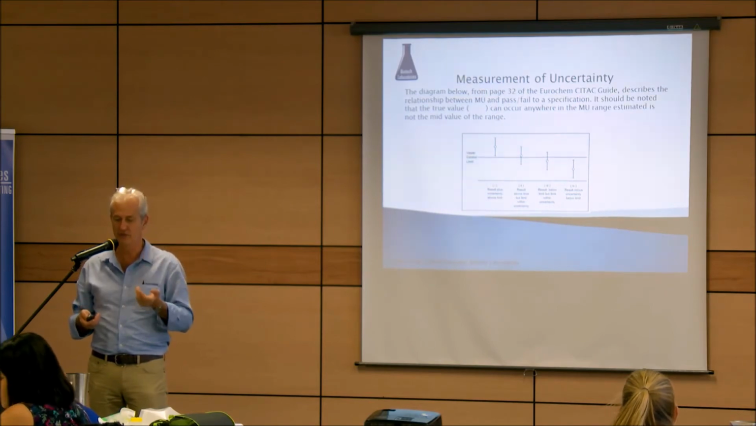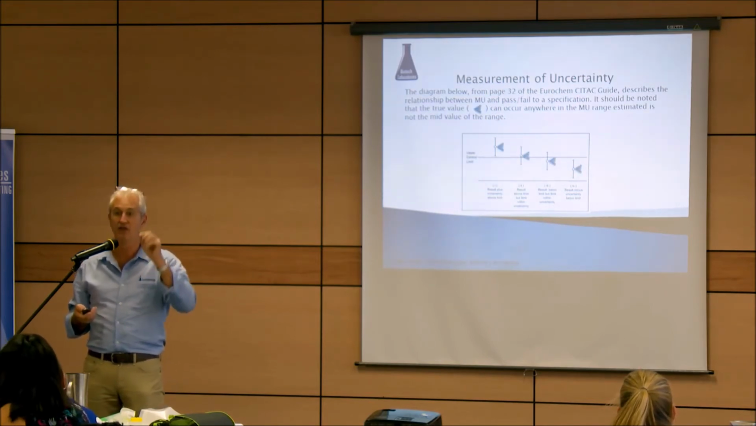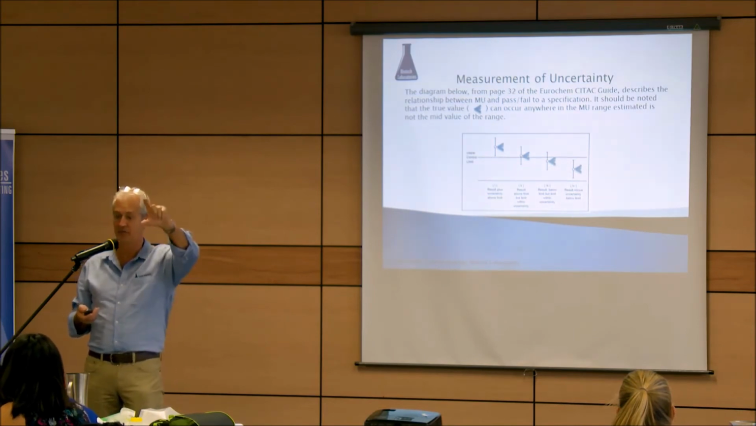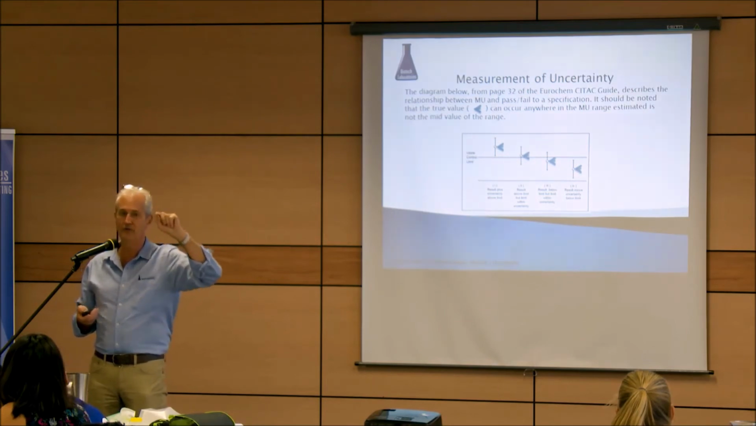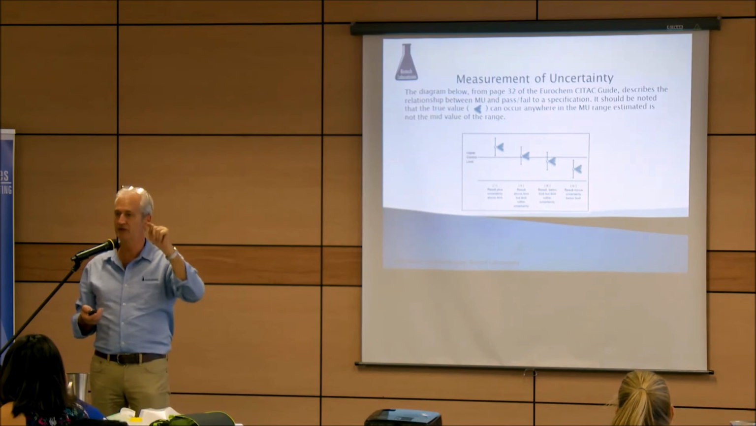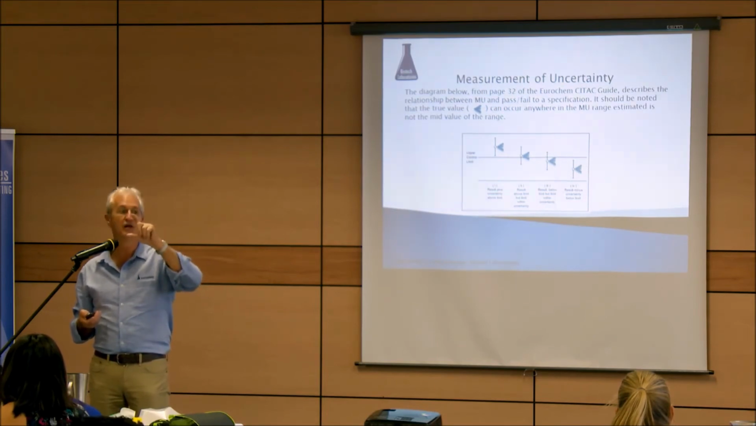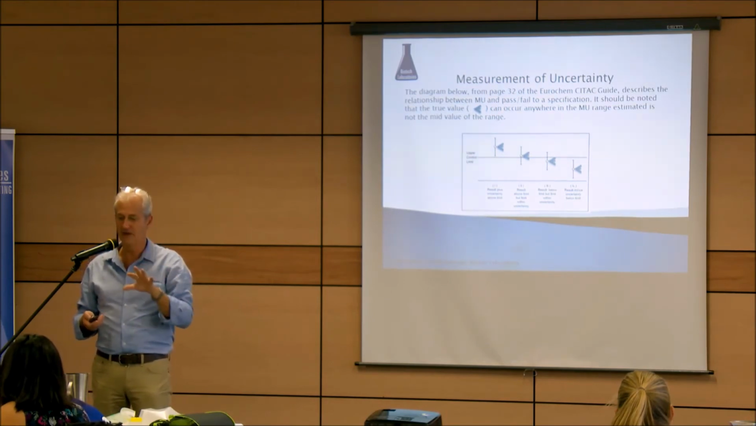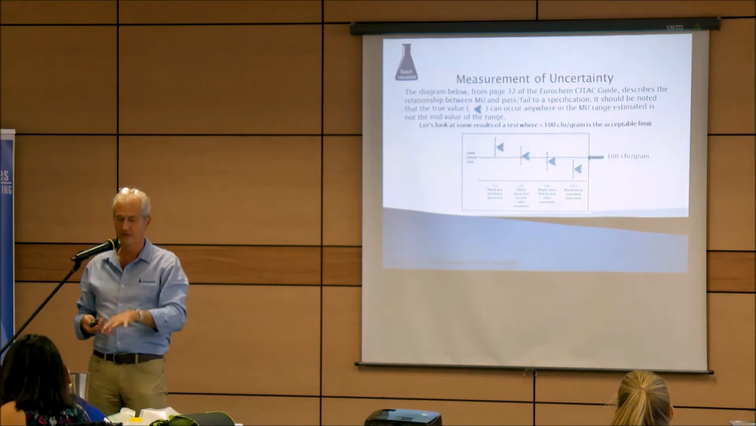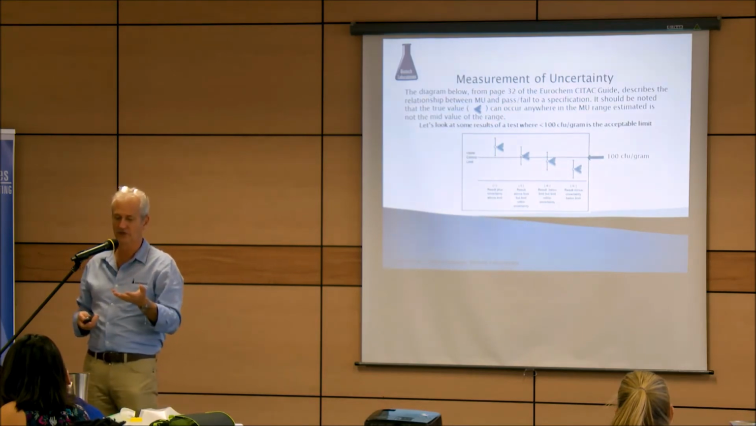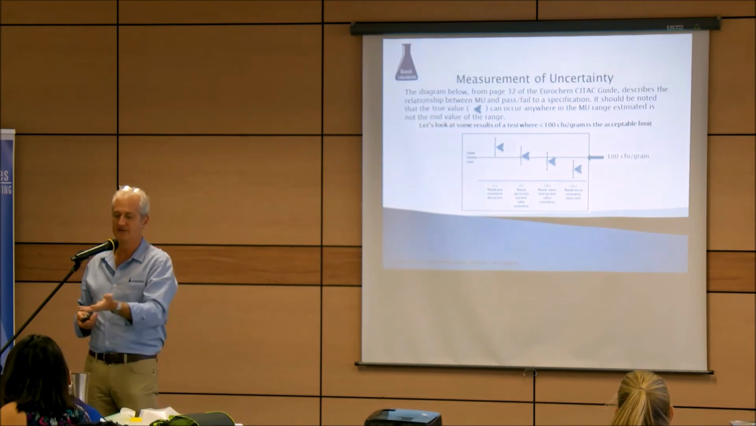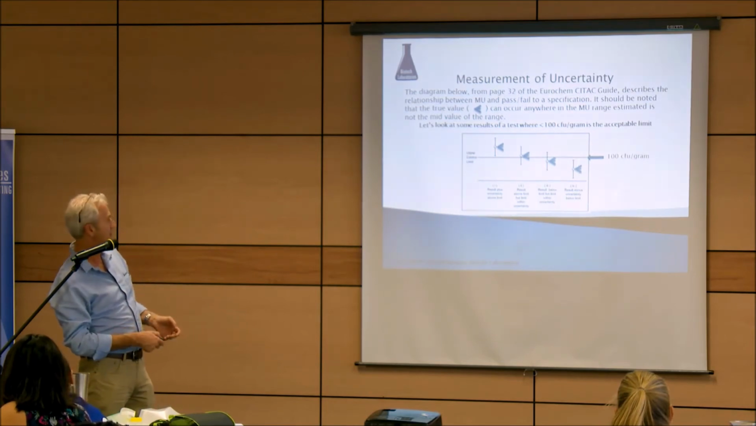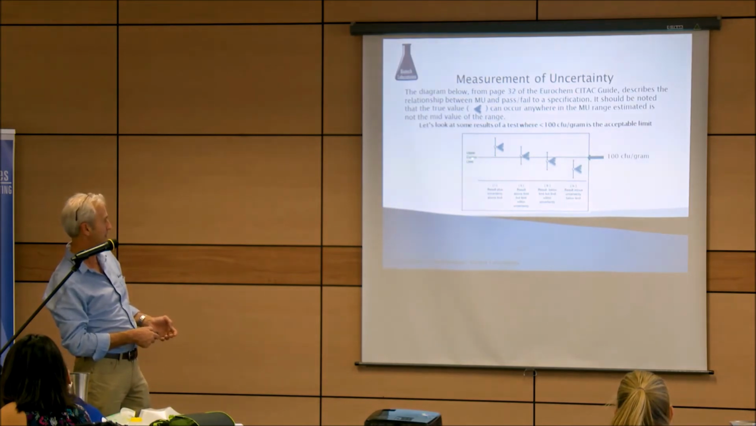It should be noted that the true value of a sample can occur anywhere in that MU range. If I give you a result of 50, that doesn't make it the true result. What it says is the true result is anywhere in that range. Okay? So it can be anywhere. And now we'll look at some test results where, let's say, the acceptable limit is 100. That's what that line represents. That's a level of 100.